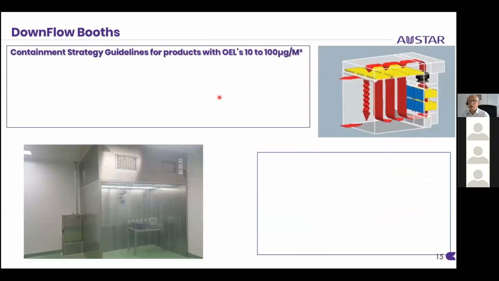So we now talk about downflow booths. These are for higher containment levels. Paul, excuse me, Paul. Yep. We've got a question here. Okay, good. Asking regarding what norm you use to classify the OEB.